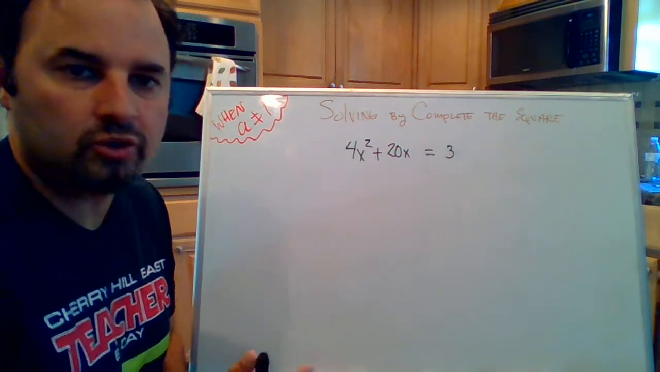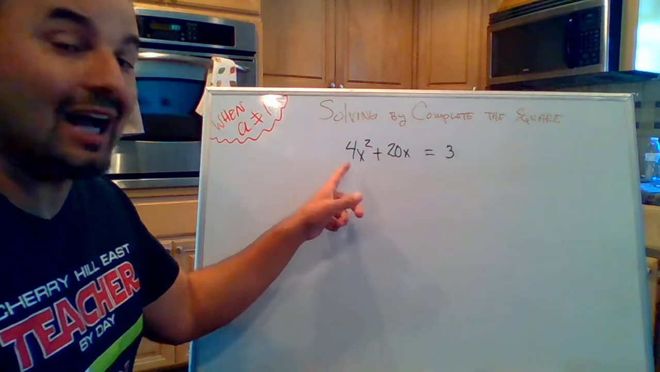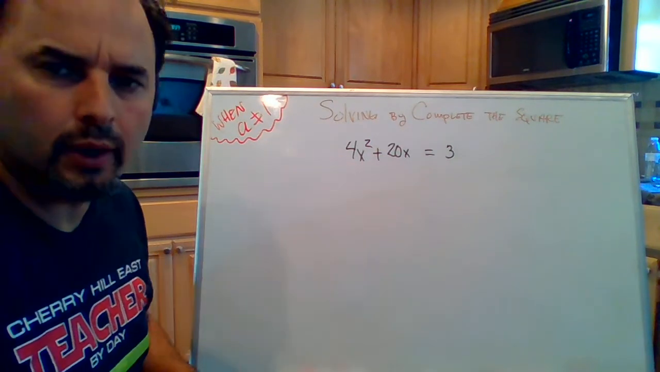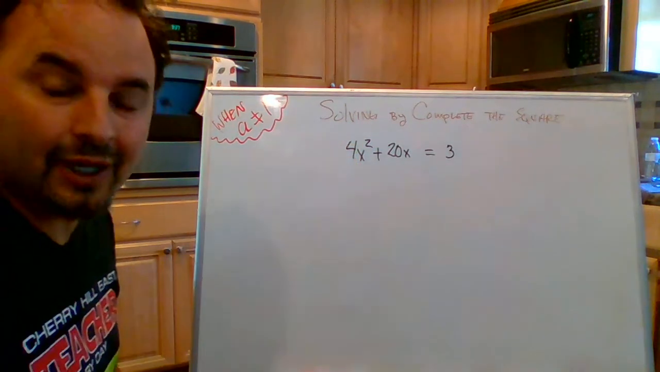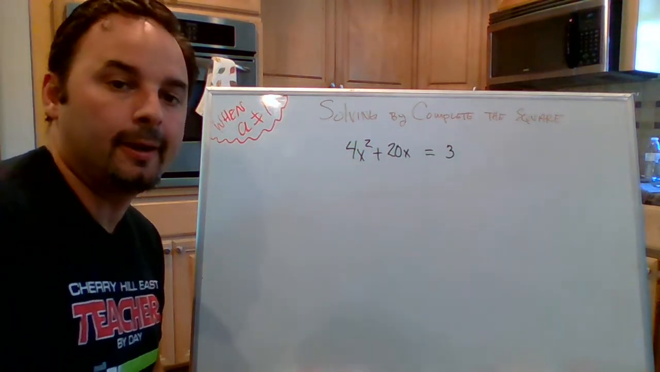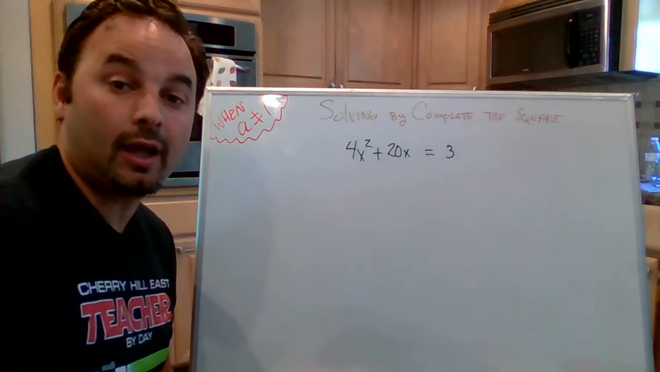Okay, next we're going to solve by completing the square, but this time a is not going to equal 1. A will not equal 1. This matters because you can't do the completing the square when you have a coefficient that is not 1 in front of x squared, or a.